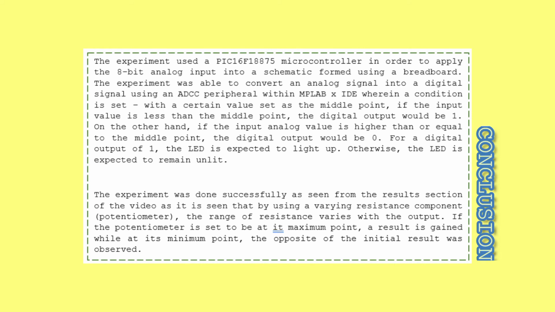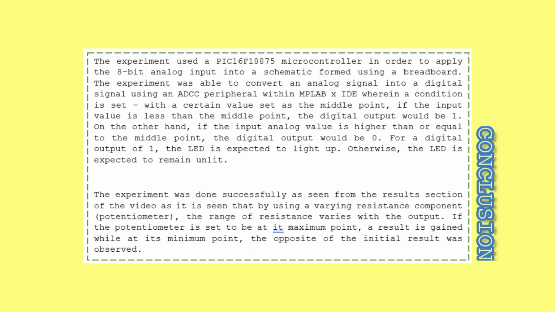Conclusion: the experiment used a PIC16F18875 microcontroller in order to apply the 8-bit analog input into a schematic formed using a breadboard. The experiment was able to convert an analog signal into a digital signal using an ADCC peripheral within MPLAB X IDE, wherein a condition is set, with a certain value set as the middle point. If the input value is less than the middle point, the digital output would be 1. On the other hand, if the input analog value is higher than or equal to the middle point, the digital output would be 0. For a digital output of 1, the LED is expected to light up. Otherwise, the LED is expected to remain unlit.